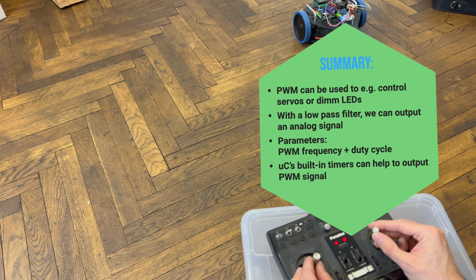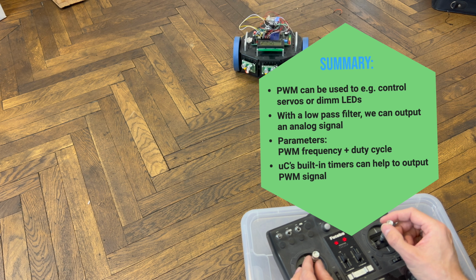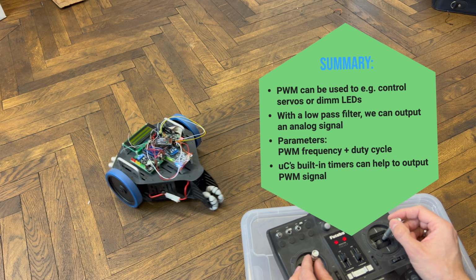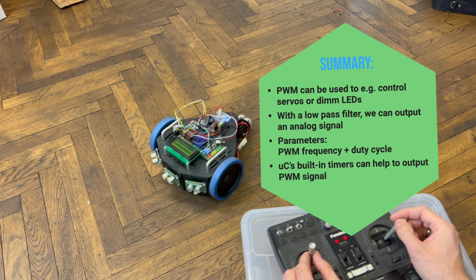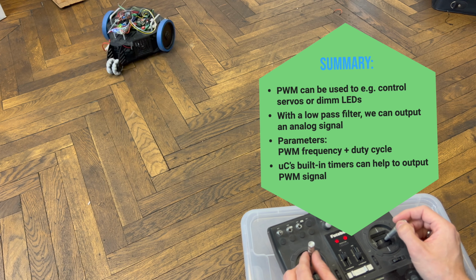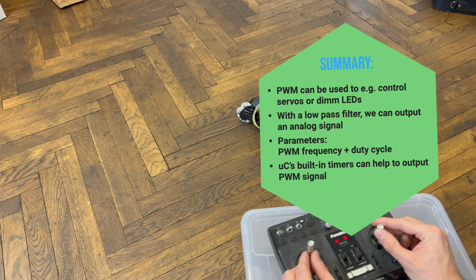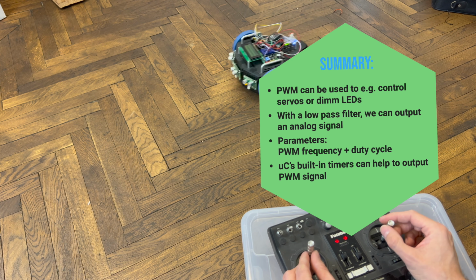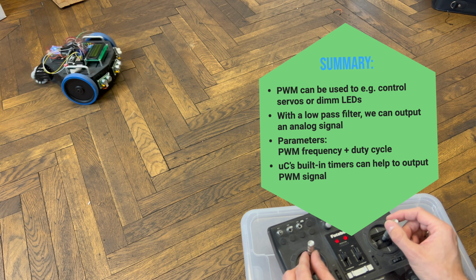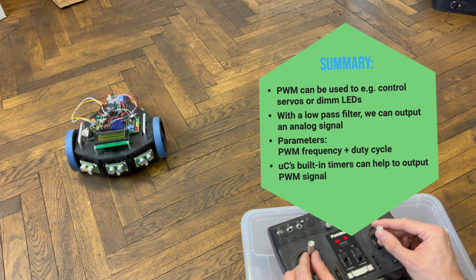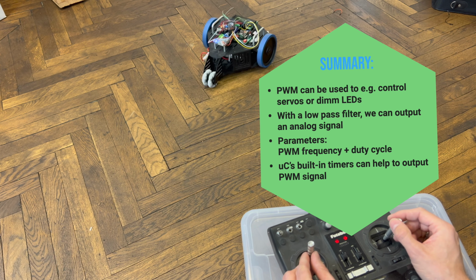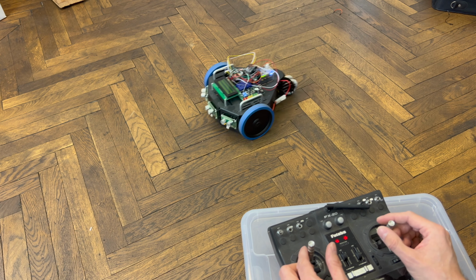PWM can be used to control, for example, RC servos, but also to dim LEDs. If we add a low-pass filter to the output, we could even use it to output an analog value without a dedicated DAC. PWM is fully described by the two parameters, PWM frequency and the duty cycle. And microcontrollers typically have built-in timers which can help to output such a PWM signal. That's it for this short PWM tutorial.